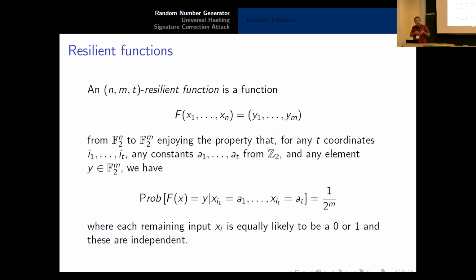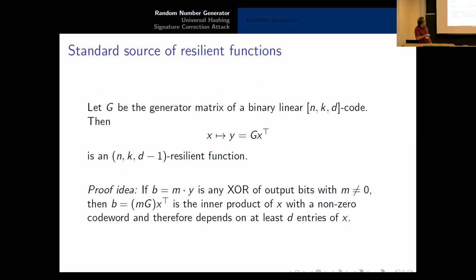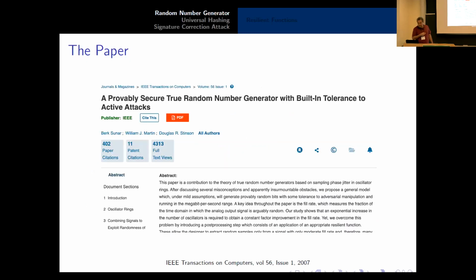If you XOR them together, you can narrow it down, but if you actually apply a resilient function with a certain rate, you can eliminate the deterministic bits with high confidence. Just hash it down using a resilient function, and you get essentially a random output with high confidence. This worked out really well. And this is a resilient function construction. You can just get it from a linear code, fairly easy, well studied.